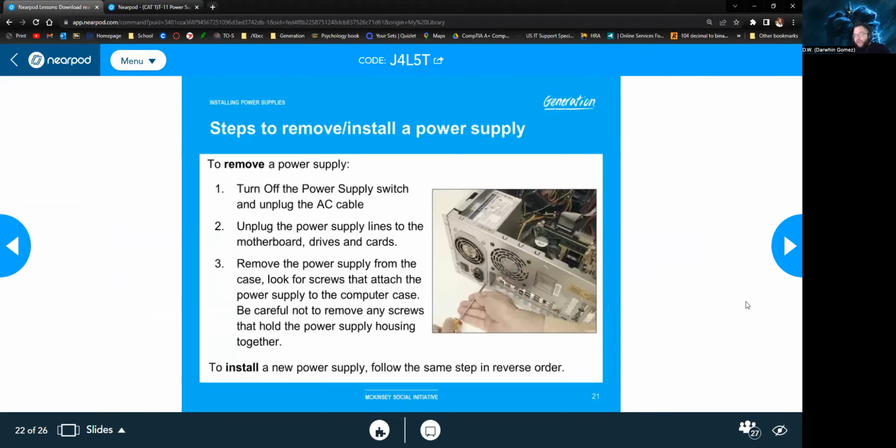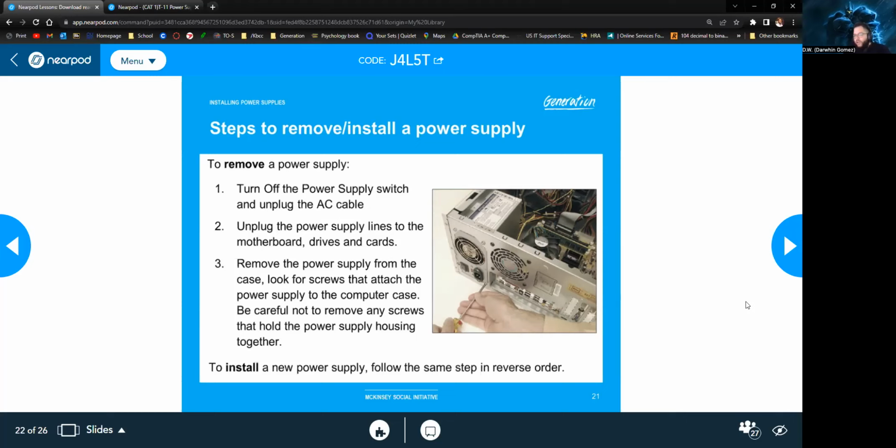Once the power supply is off, the switch is off, and you've unplugged the cable from the back, then you can start taking away the supply lines from the different components, right? You start taking it away from the motherboard, the drives, the cards, the CPU, the fans. You make sure everything is off. Once all those cables are unplugged, you start unscrewing the power supply from the case, all right?